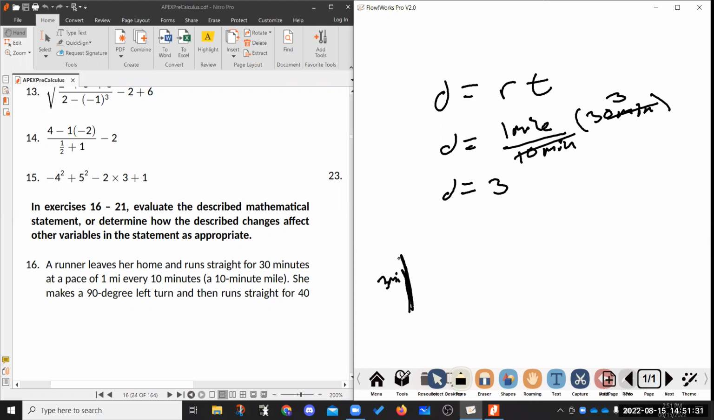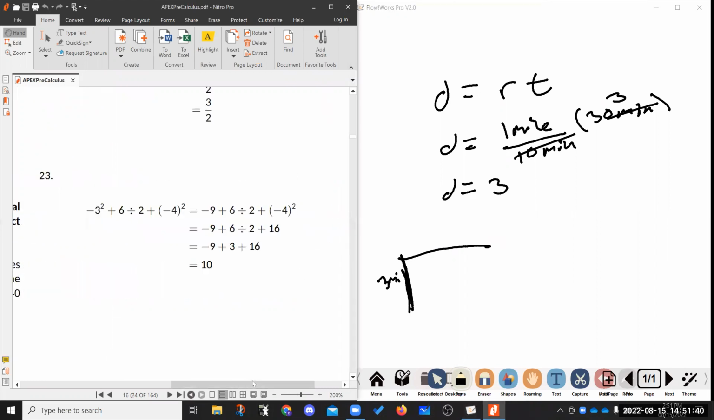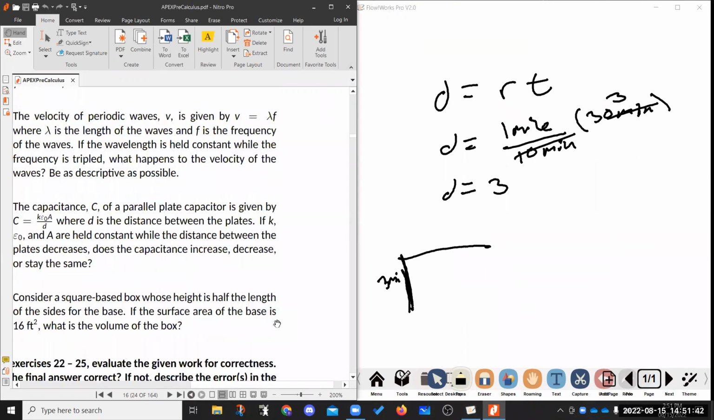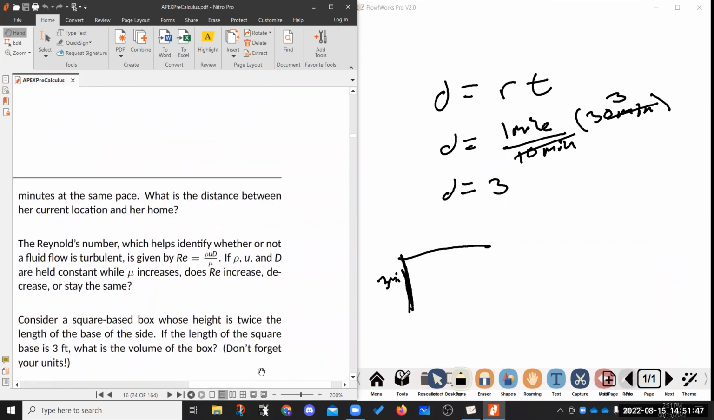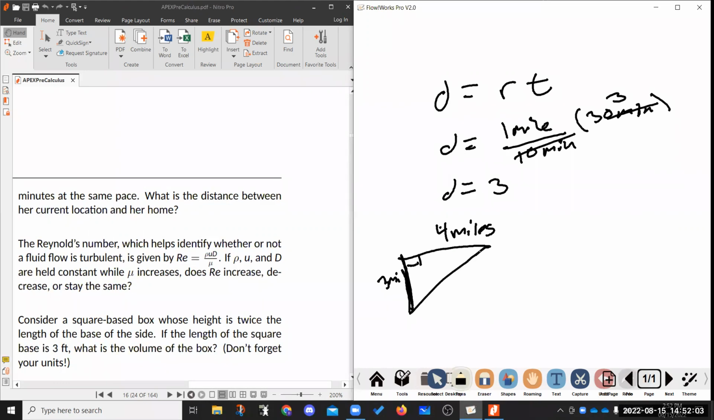On this side, she's going to make a 90-degree turn. And then she runs straight for 40 minutes. Let's go up to the top of the page here. At the same pace. So that's going to give me 40 minutes. She's going to run 4 miles. What's the distance between her current location and home?